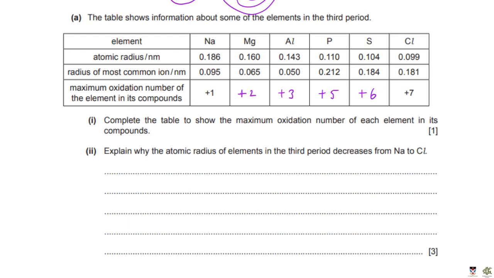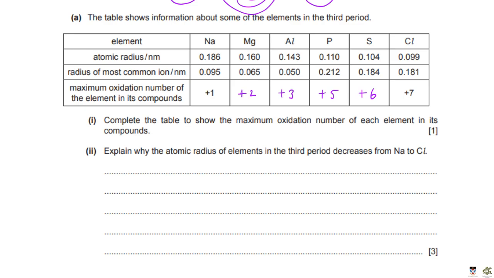But if we have the same number of electron shells, we need to consider the size of the positive charge in the nucleus, the nuclear charge. Because if the distance and the shielding is the same, the size of that nuclear charge will have the biggest effect on the size of an atom.